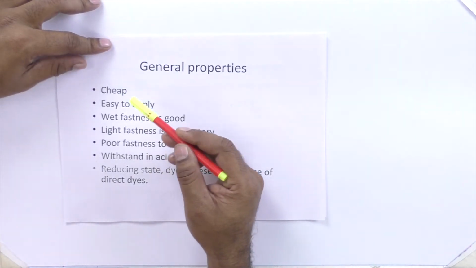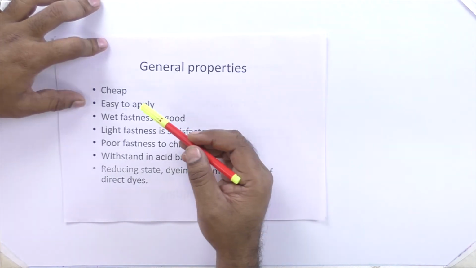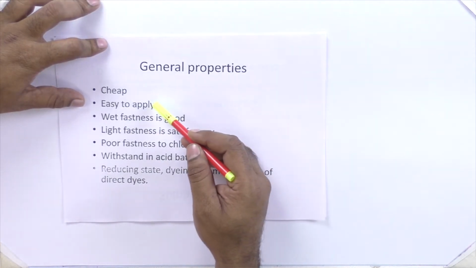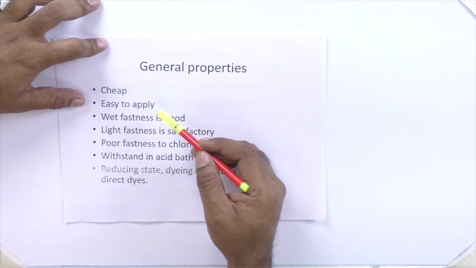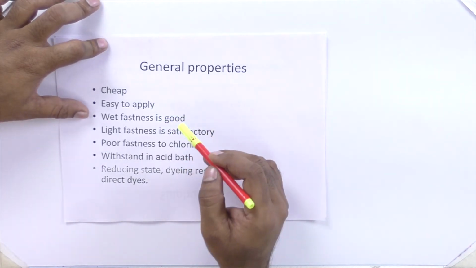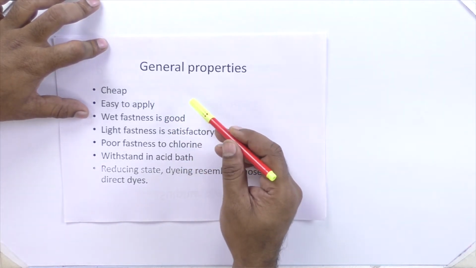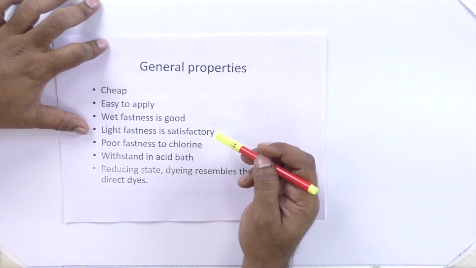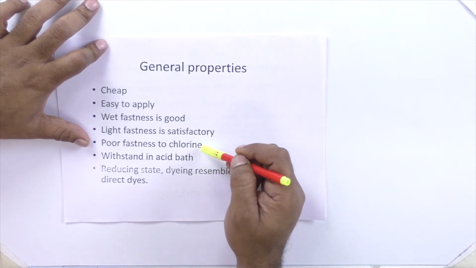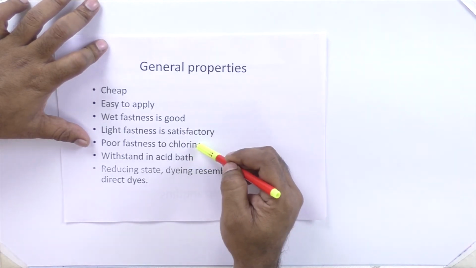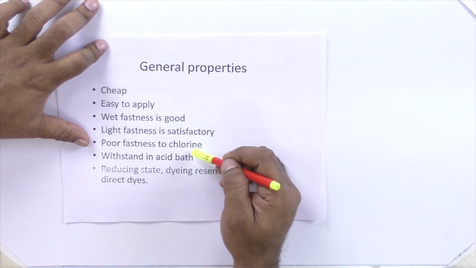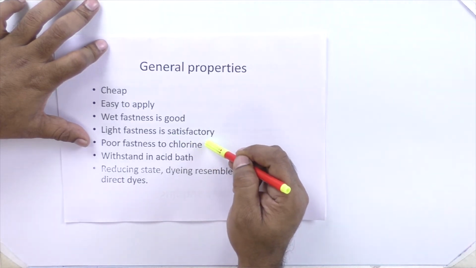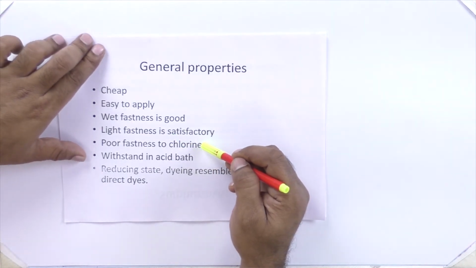Sulfur dyes are very cheap when compared to vat dyes, and you can easily apply them on cotton fabric. It has very good substantivity towards cellulosic fibers. Wet fastness is good, similar to vat dyes. Light fastness is satisfactory, and fastness to chlorine is poor. Whereas vat dyes have very good fastness to chlorine, sulfur dyes are very poor in chlorine fastness.